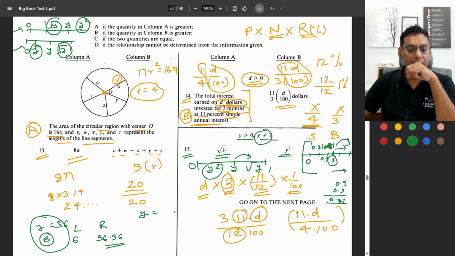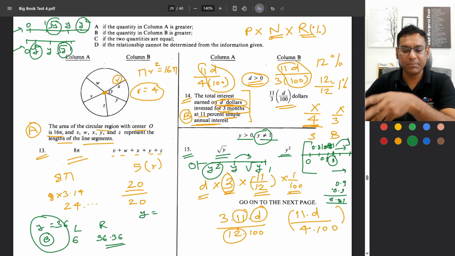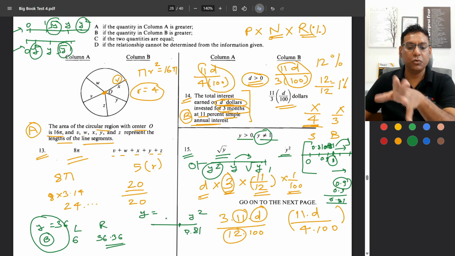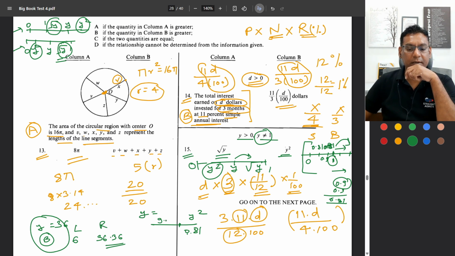Let's take a number. We can take the same number, 0.9, right? 0.9 squared is going to be 0.81. That's y squared, and root y is going to be somewhere greater than 0.9, right? So something greater than 0.9. Let's say I write it as 0.9 plus, and this is 0.9 minus.